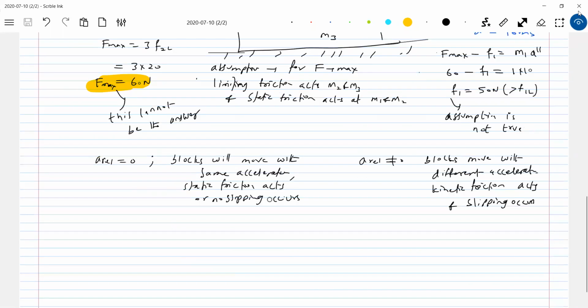I'll give one more problem. Some of you are losing the core idea. Static friction acts, blocks should be attached. Come out of that. We are not discussing the first, we are at the end of the chapter.